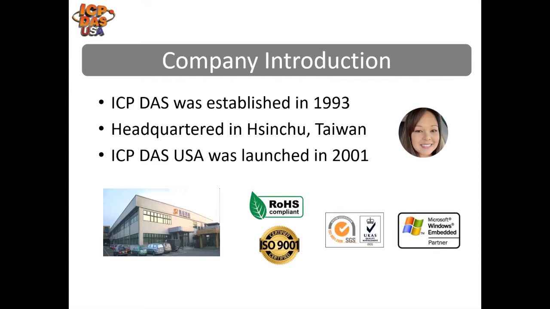ICPDAS was established in 1993. It focuses on innovation and improving industrial automation technology. Our headquarters is located in Hsinchu, Taiwan, and ICPDAS USA was launched in 2001 to support the North and South American markets. We have over 110 R&D engineers that are focused on the needs of the market and work closely with them to support our customers.